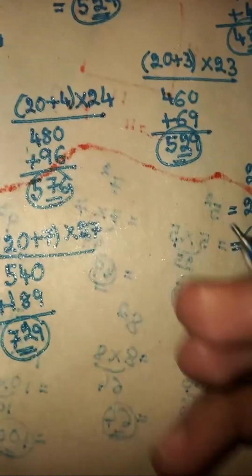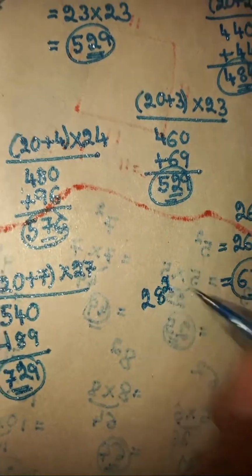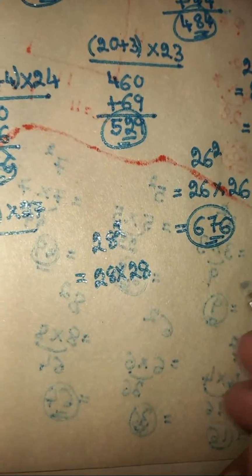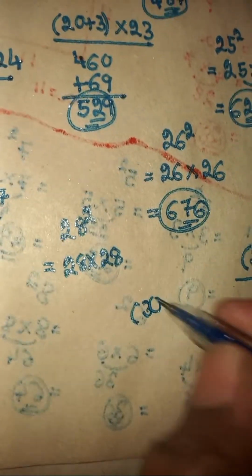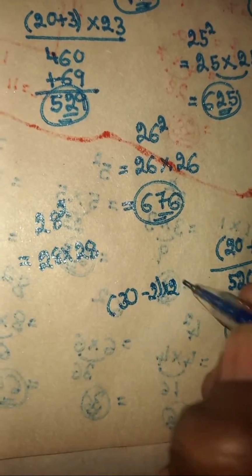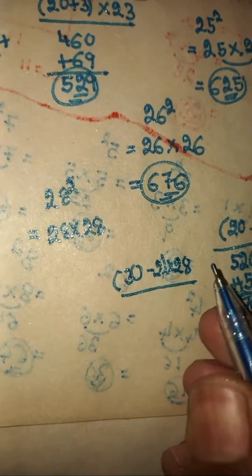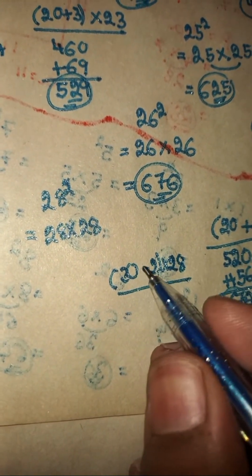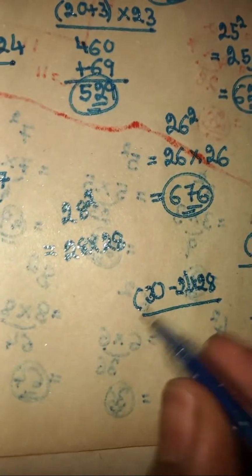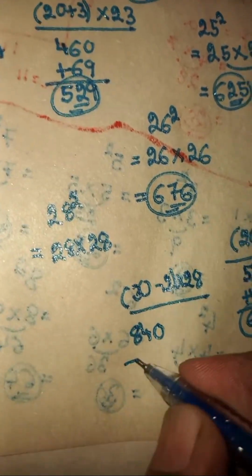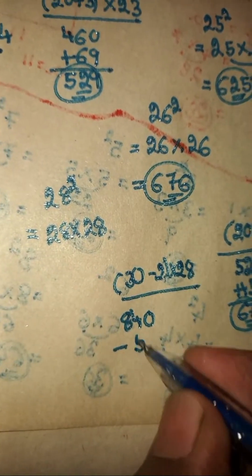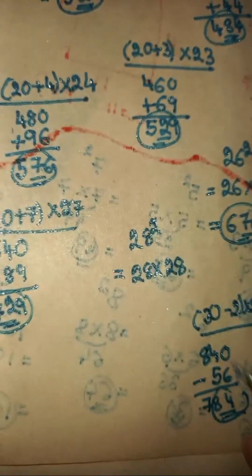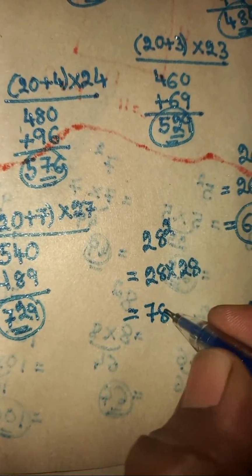Let's write what is 28 square. 28 square can be written as 28 times 28. Now you can write 28 as 30 minus 2 times 28. Now 28 times 3 is 84. So you're going to get 840 minus 28 times 2, which is 56. You're going to get 784. This is completely equal to 784.